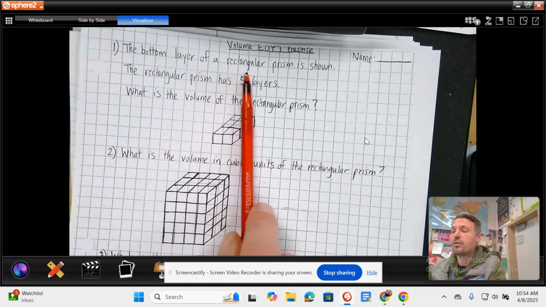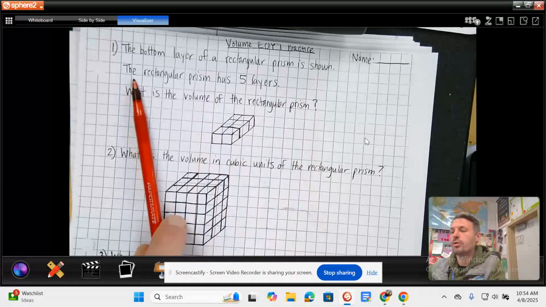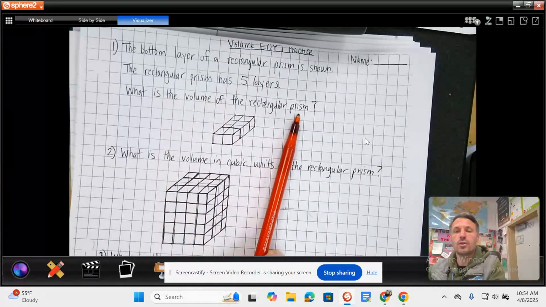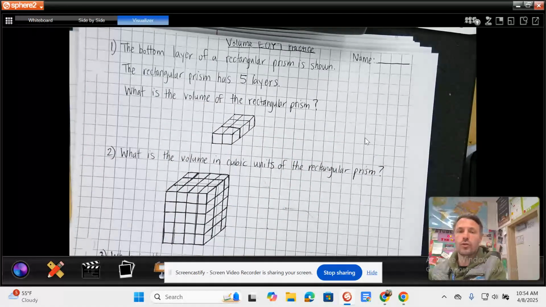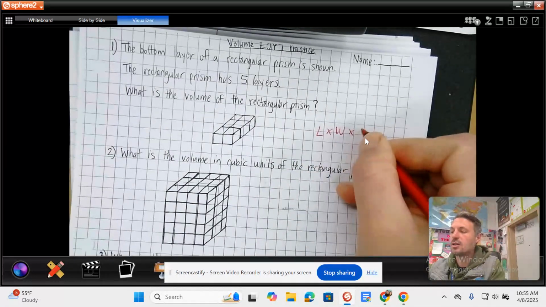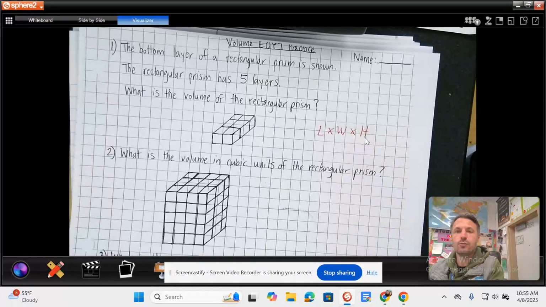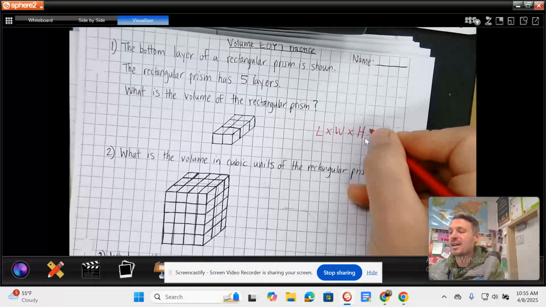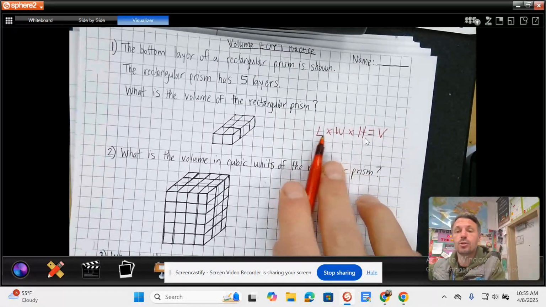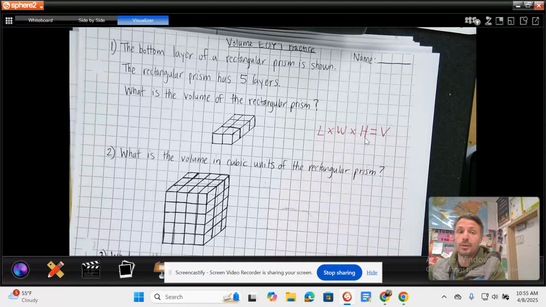The bottom layer of a rectangular prism is shown. The rectangular prism has 5 layers. What is the volume of the rectangular prism? Remember, the formula for finding volume is length times width times height equals volume. Let's see if we can get all 3 of these numbers from the information in this problem.